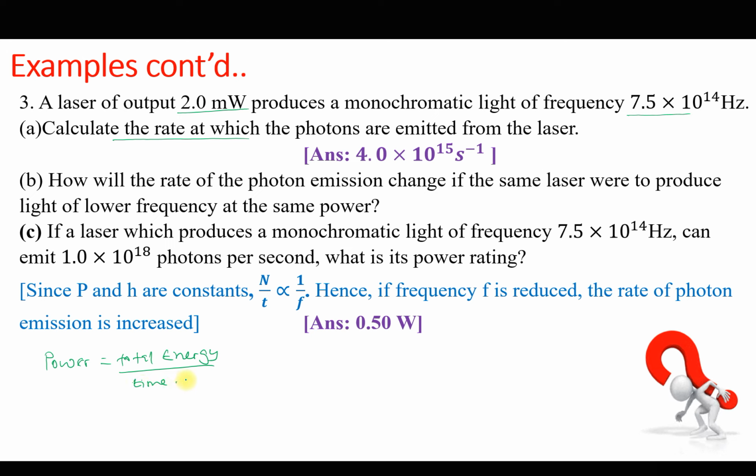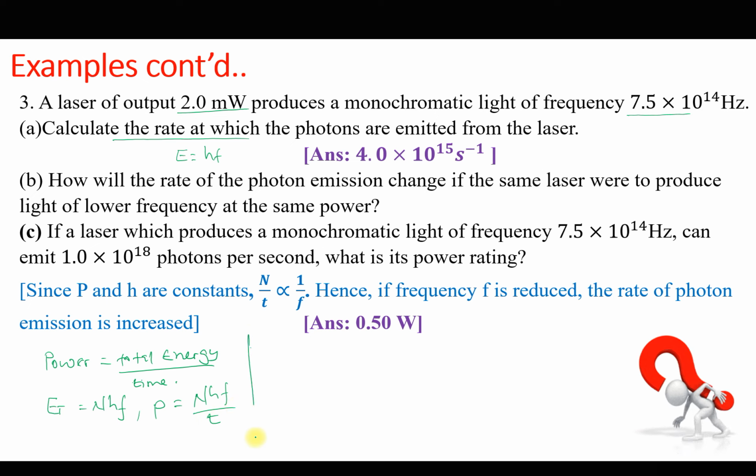So if there are several photons, remember the energy of one photon is hf. So it means total energy is going to be hf times the number of photons, which I'm going to call capital N, capital N times hf. So total energy, E total, is going to be the total number of photons times the energy of each photon, which means that power is going to be equal to the total number of photons times h times f. Then this is divided by t.